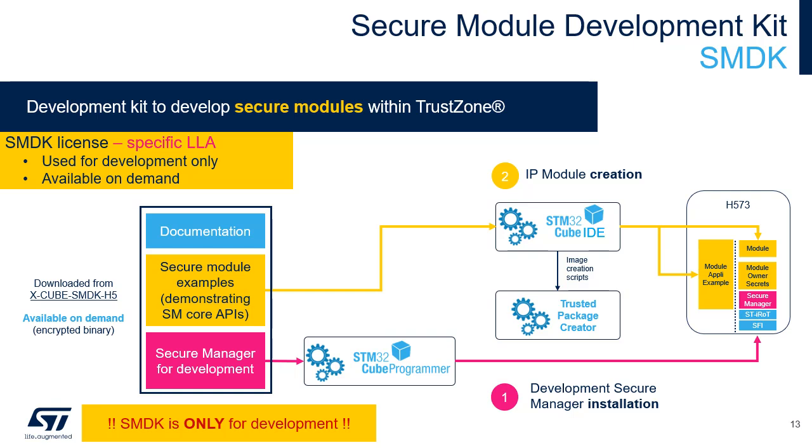Once downloaded, SMDK allows the creation of the OEM application and IP module, the installation of Secure Manager, and the installation and debug of the OEM application and IP module. Detailed documentation can be found in the user manual and wiki.